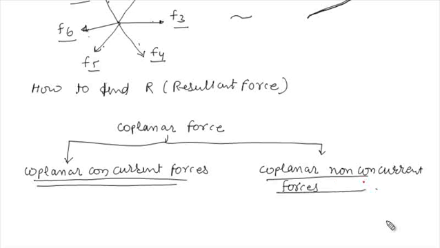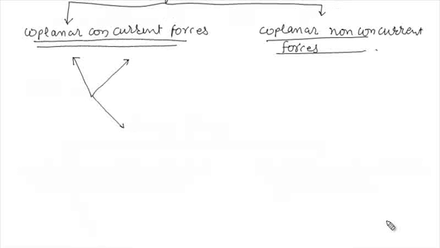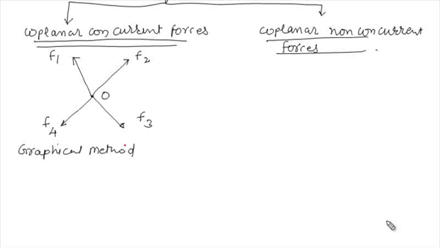So let's take an example of coplanar concurrent forces. I would like to draw the force system, that is coplanar concurrent forces. All the lines of action of all forces are in a single plane and are passing through a single point, suppose O. And now we have to find out the resultant R. So basically there are two methods. One is the graphical method and the second one is the analytical method.